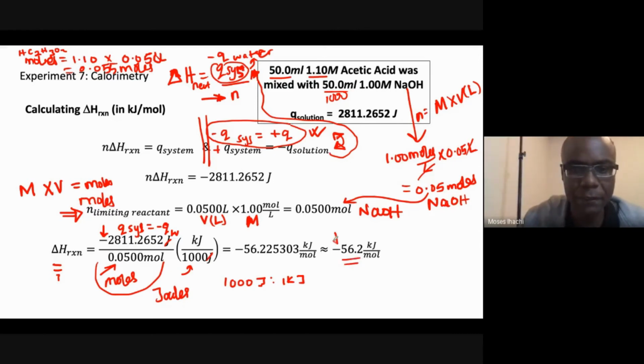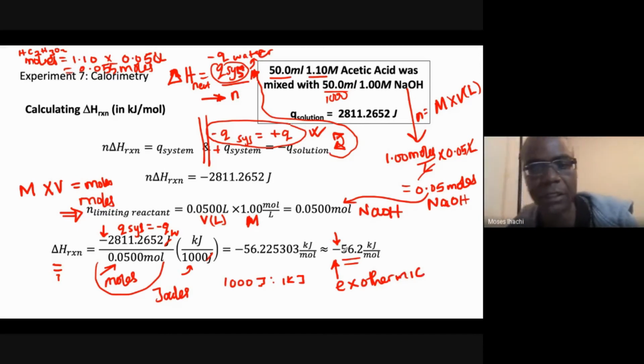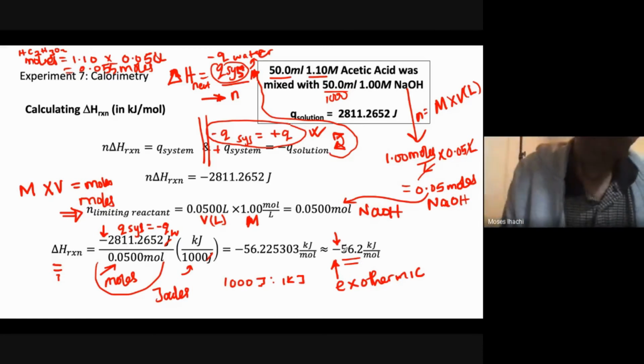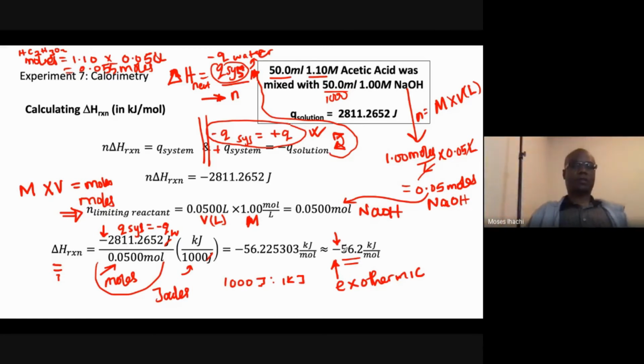Remember the minus. That minus also tells you that for exothermic reactions, the delta H must be negative. For endothermic, the delta H must be positive. That's how you can tell whether you did it right or wrong. Do you have a question on that slide? I give you 10 seconds to unmute and then ask.